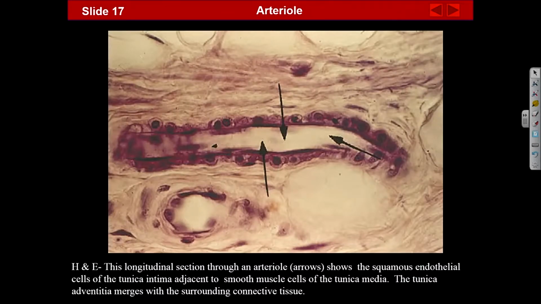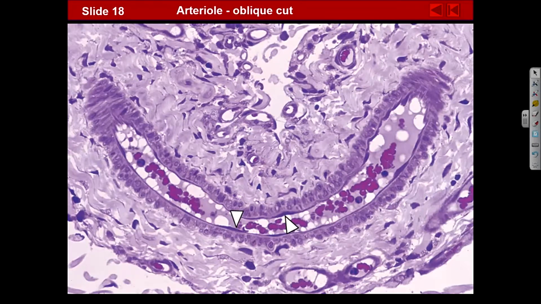Okay, another arteriole in longitudinal section. It looks like 1 layer of smooth muscle. 1 is enough. 1 to 5, it's an arteriole. Here's another in longitudinal section. This looks like it may be 1 to 2 layers of smooth muscle in the tunica media. Okay, less than 5, more than 0, makes it an arteriole.